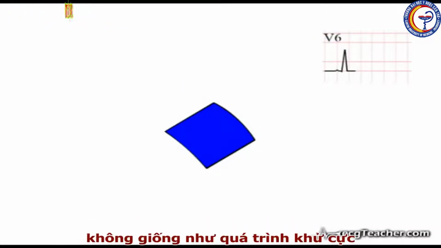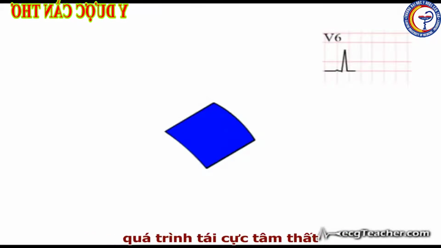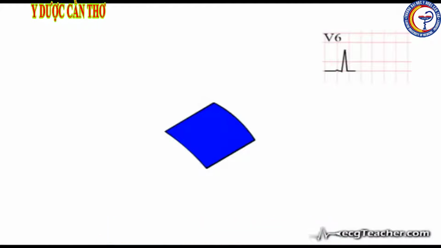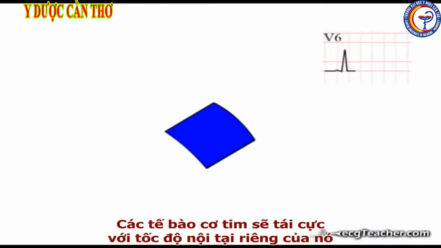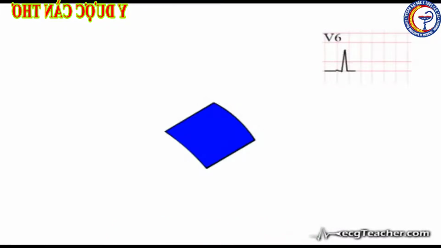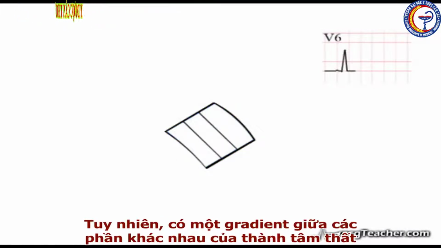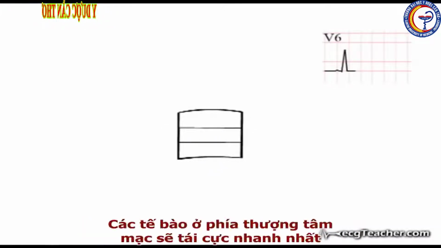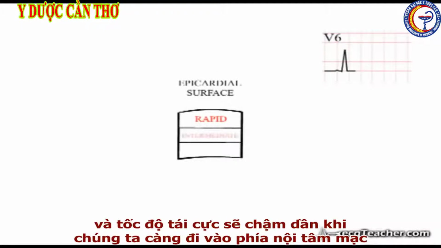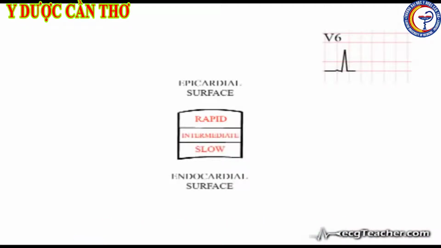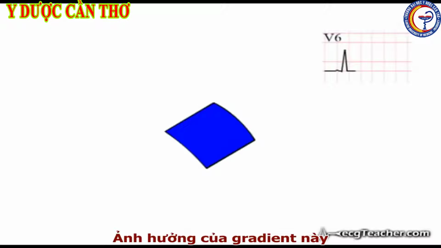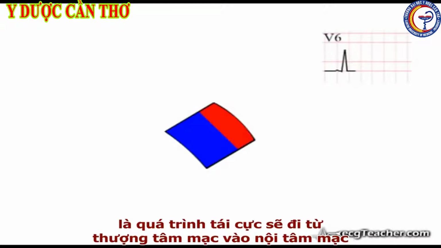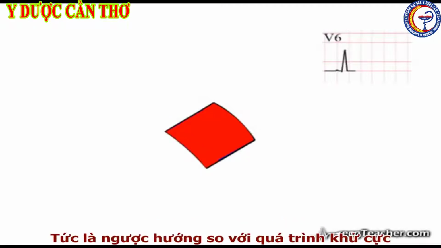You will remember that unlike depolarization, ventricular repolarization is not propagated between cardiac myocytes. Cardiac myocytes repolarize at their own intrinsic rate. However, there is a gradient across the ventricular wall in the intrinsic rate at which cardiac myocytes repolarize, with cells at the epicardial surface repolarizing rapidly, while cells repolarize more slowly as we move towards the endocardium. The net effect of this gradient is a progression of repolarization across the wall, moving in the opposite direction to the depolarization wave.